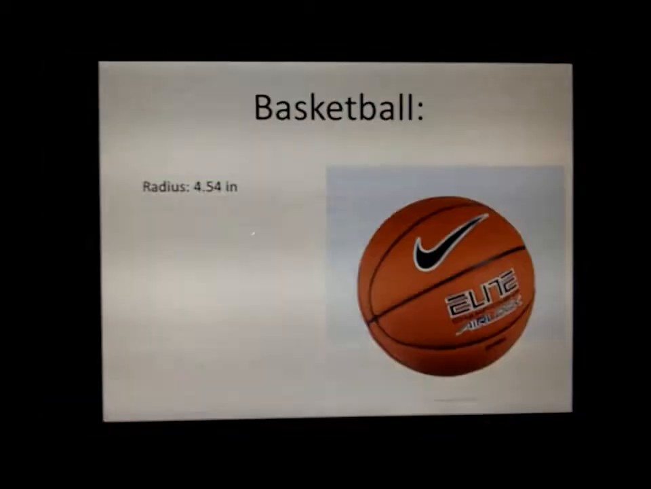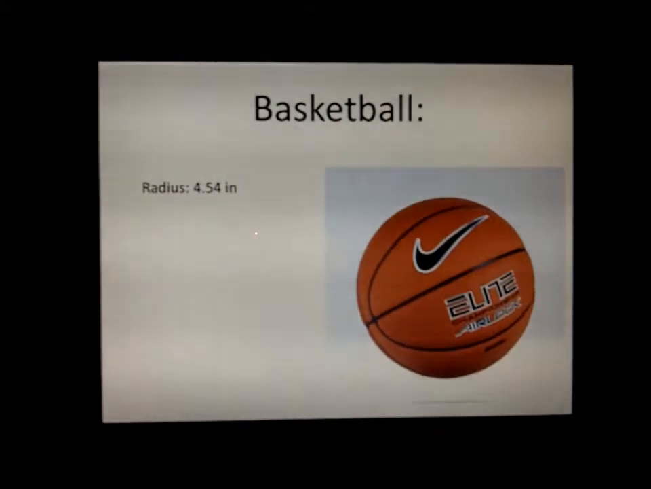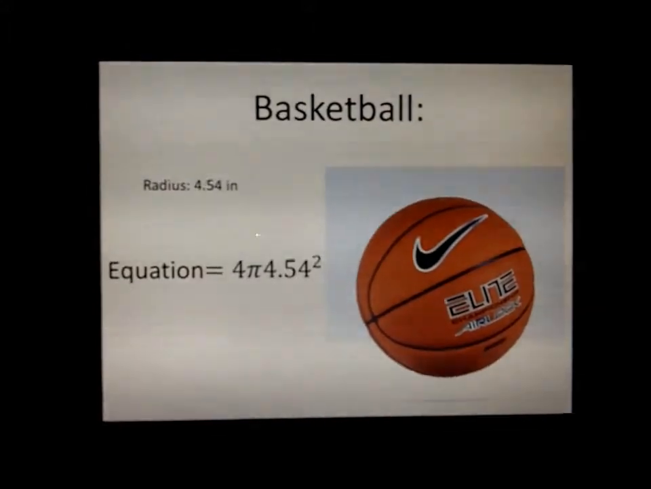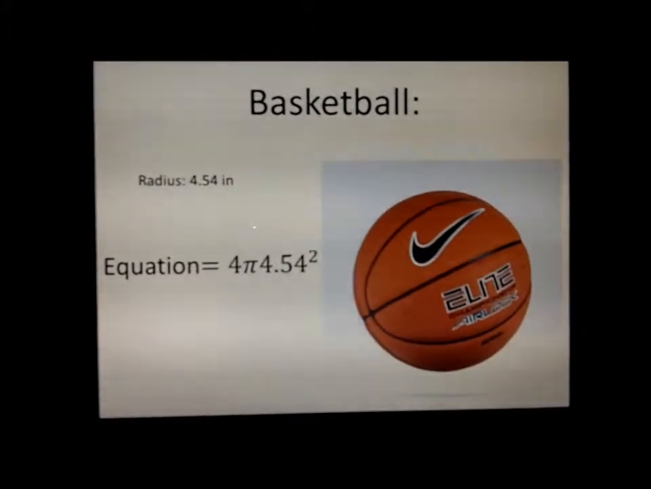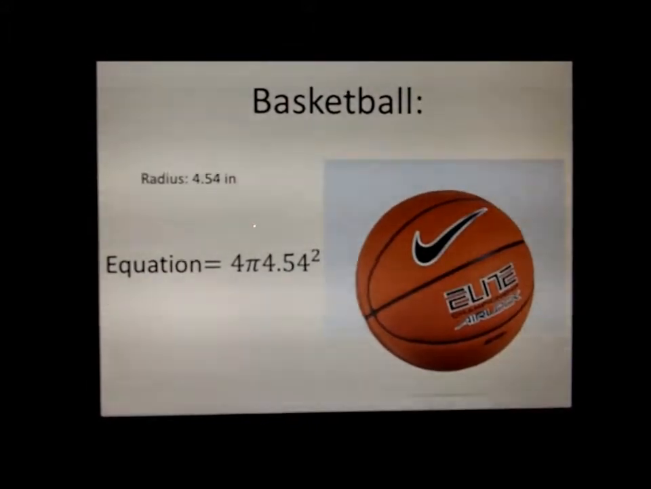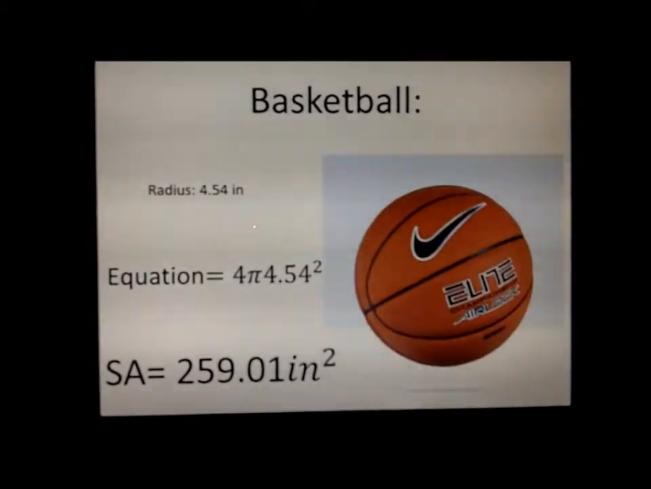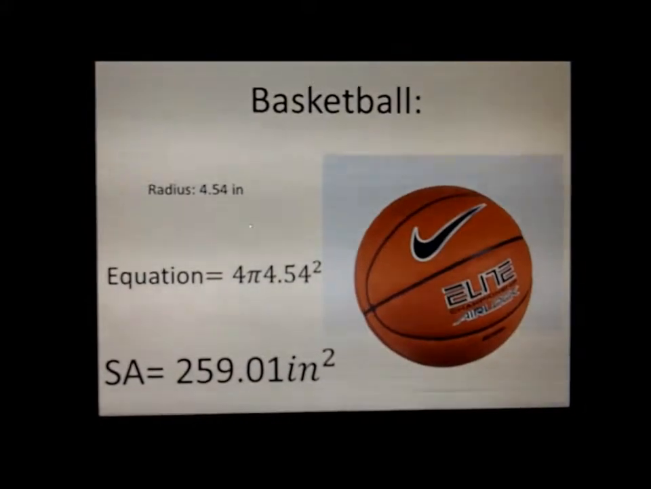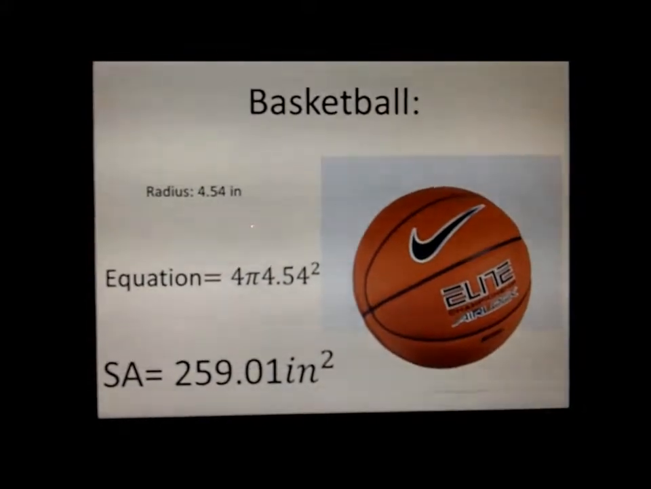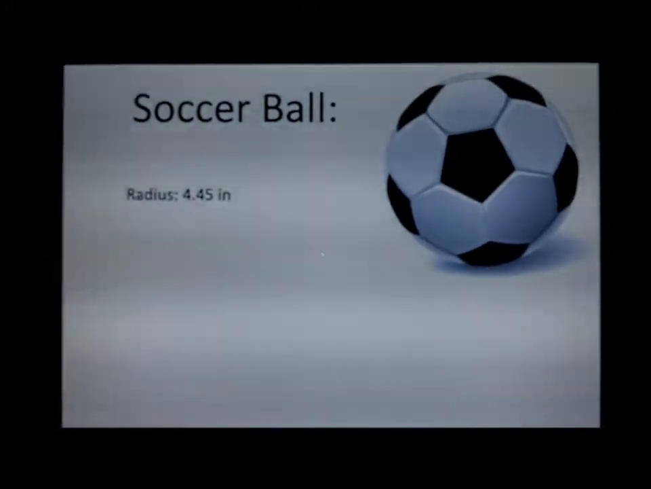In order to find the surface area, we need to know the radius of this basketball. The radius is 4.54 inches. The equation to find this surface area is 4 pi r squared, with r equal to 4.54. The surface area is going to equal 259.01 inches squared.